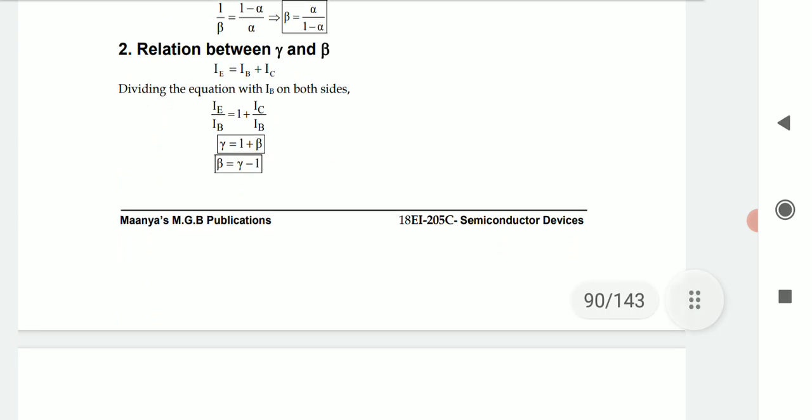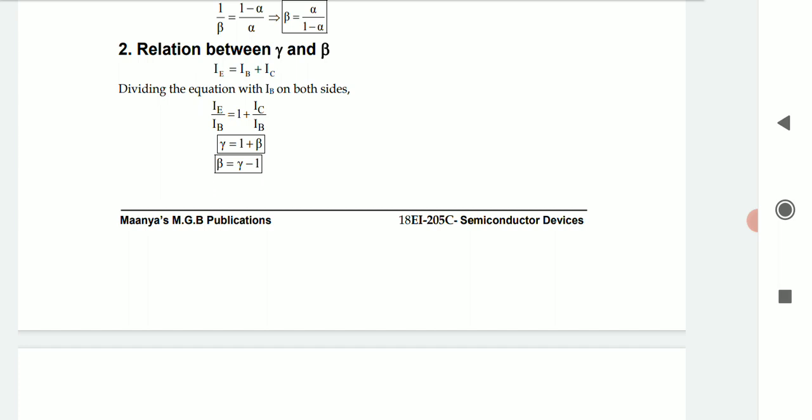From the basic equation, total current in transistor IE is equal to IB plus IC. Dividing the total equation with IB, you will get IE by IB is equal to 1 plus IC by IB, where IE by IB is equal to gamma and IC by IB is equal to beta. Therefore, gamma is equal to 1 plus beta, simple. From this, beta is equal to gamma minus 1. So, if gamma value is given, you can find out beta by using beta is equal to gamma minus 1.